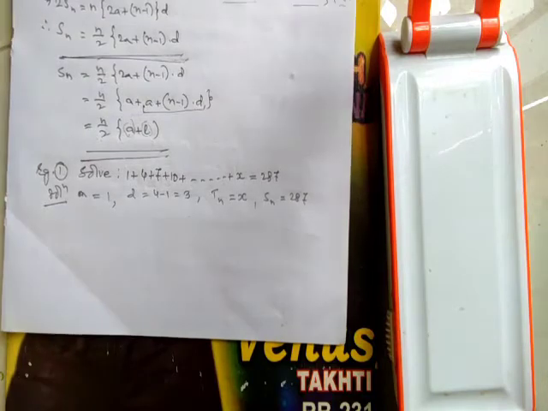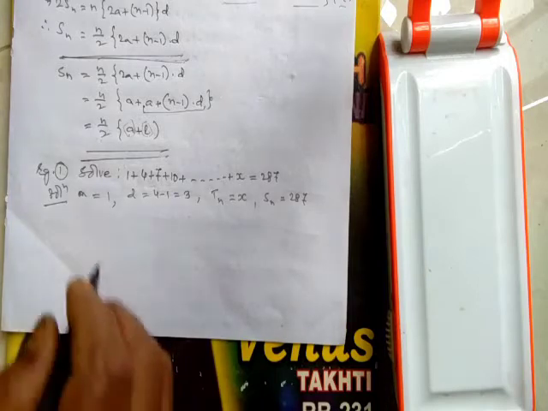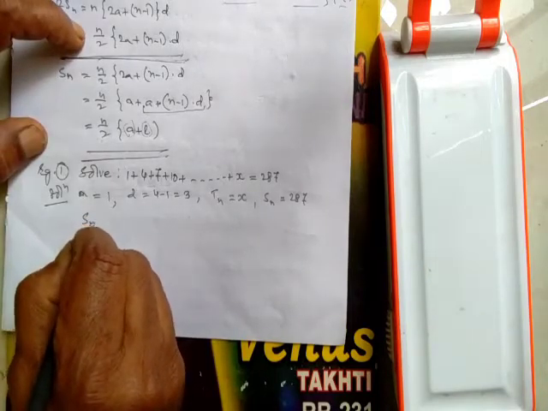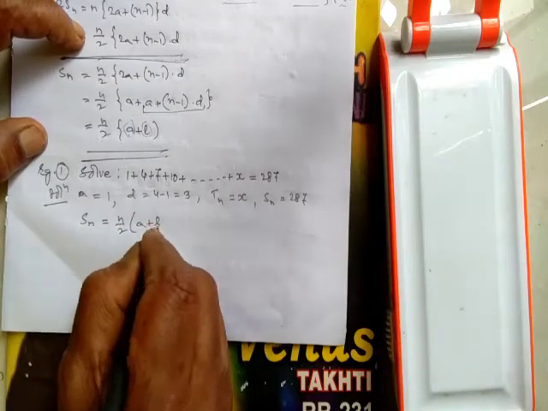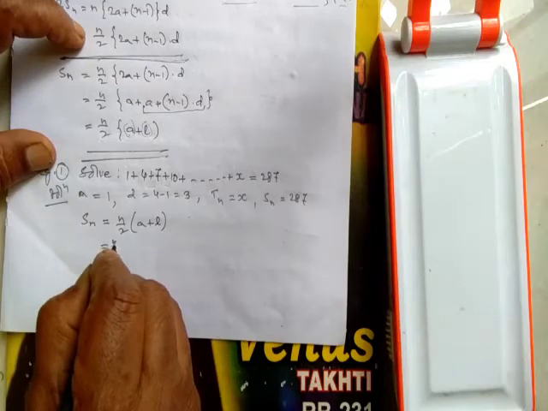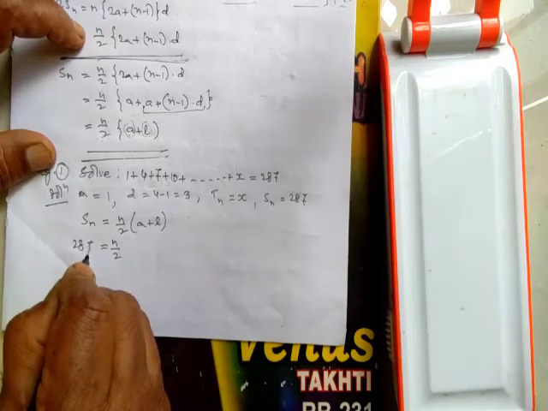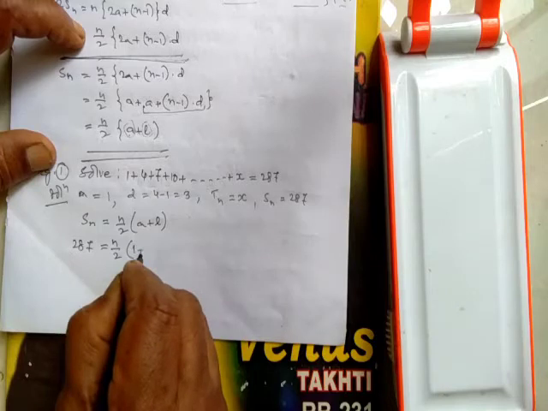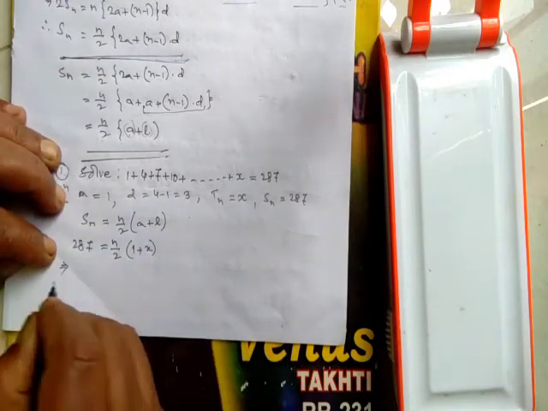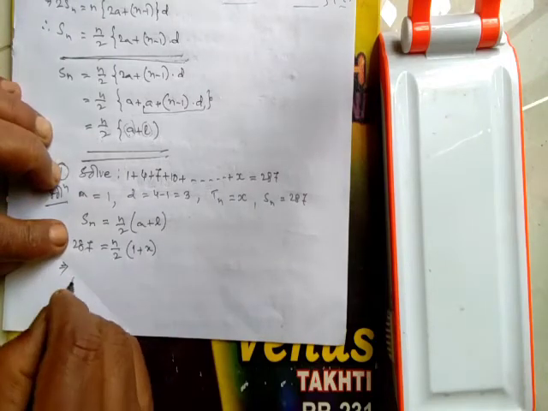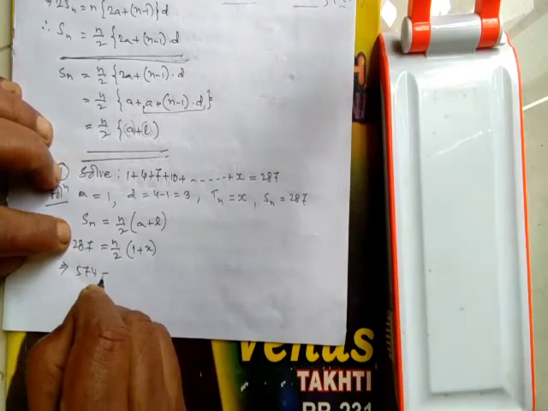Now from our formula, the sum up to n terms is equal to n by 2 into (a plus l). 287 is the summation, a is 1, l is x. This implies this 2 you multiply here, 574 is equal to n into (1 plus x).